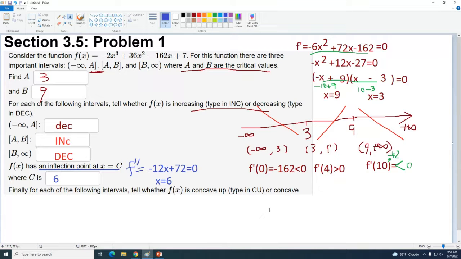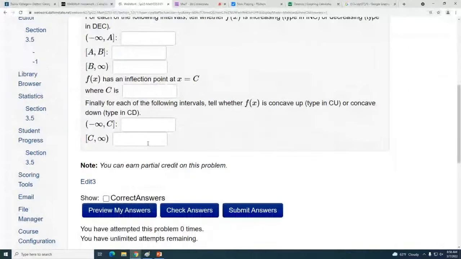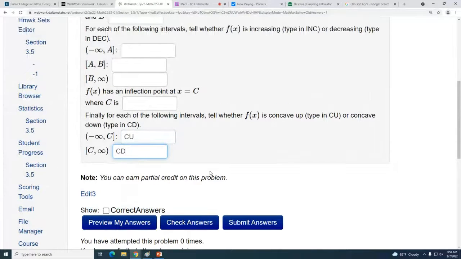You can plug in below 6, you can plug in 0, which gives 72, which definitely makes it concave up. Above 6, let's use 7. So negative 12 times 7 plus 72 is negative 84 plus 72, which is negative. So we know it's concave down here because of the negative second derivative. Concave up, concave down. So up, then down. So this must be CU, and this must be CD.